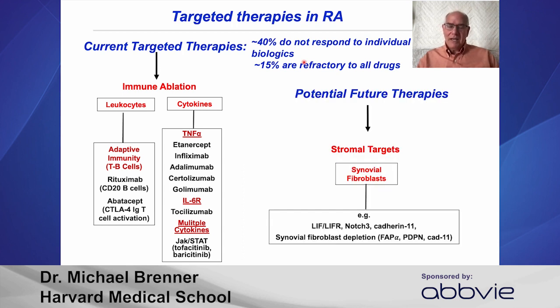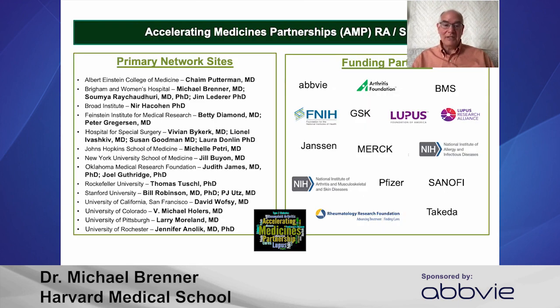And so we're excited about the idea of a potential therapy in the future targeting stromal cells like fibroblasts. And that might target fibroblast activation or Notch differentiation or cadherins, or lead to selective fibroblast depletions in the synovium, any of which hold promise for treating RA in drug-resistant cases.